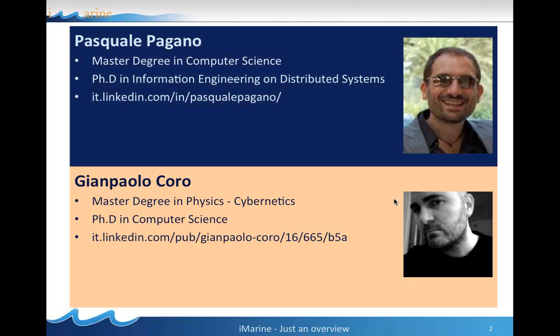The colors that I selected for this slide are also important, because I am only, let me say, the dark side of the marine infrastructure, mainly solving the issues and delivering solutions, while Gianpaolo is more the front end, and he discusses with the community and with the users to solve their problems, and he helps them in satisfying their needs.